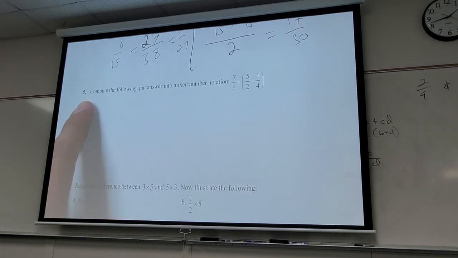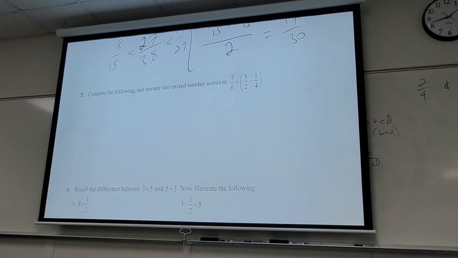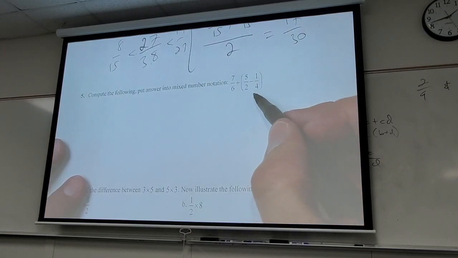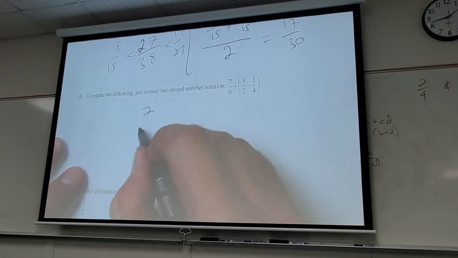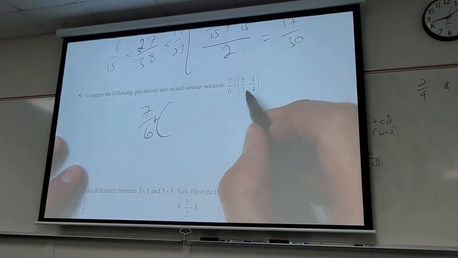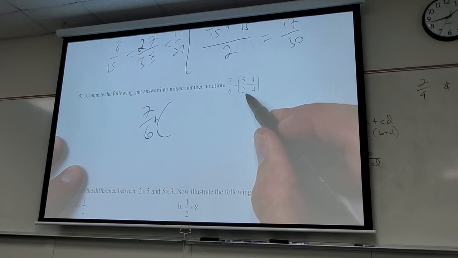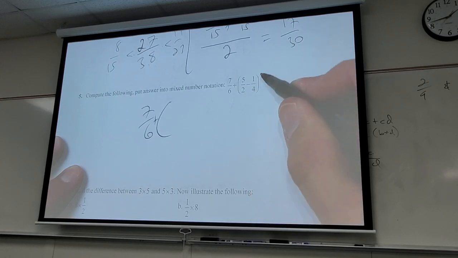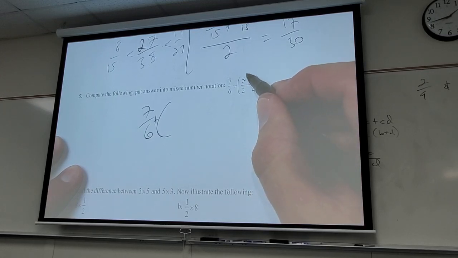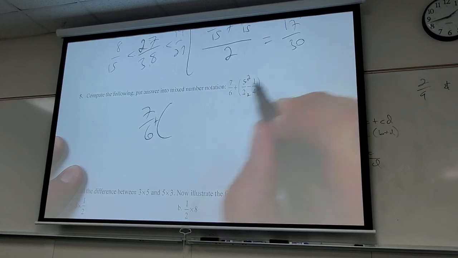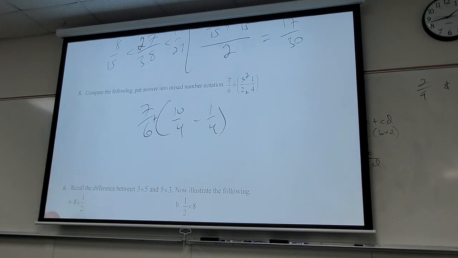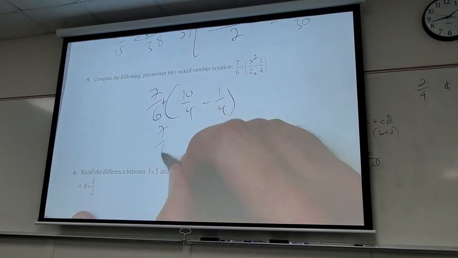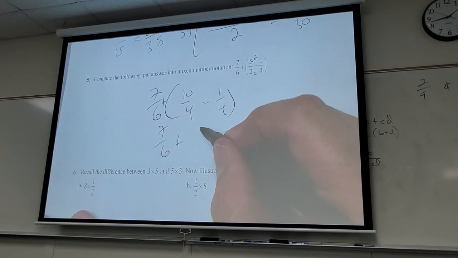So what about number 5? I just kinda threw this in there to see how much you guys remembered about working with fractions. What do I, of course, do first here? Yeah. What do I do in the parentheses to do this? Common denominator, so I gotta multiply by 2. So I get 10/4 minus 1/4. So I get 7/6 plus 9/4.